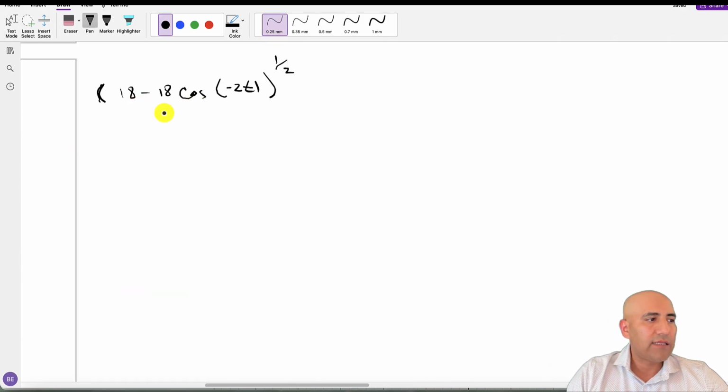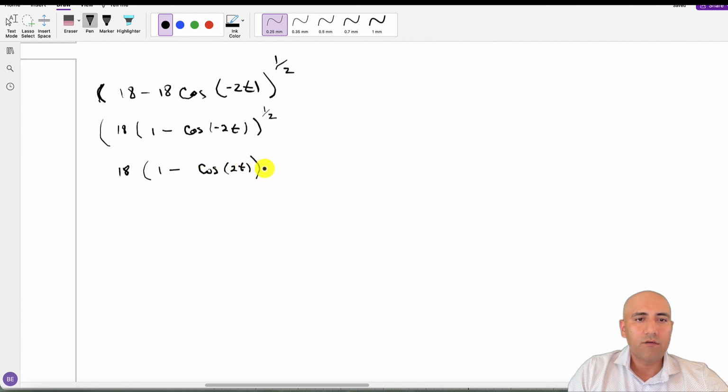So I can factor out the 18s. So I get 18 times 1 minus cosine of minus 2t, and the whole thing is being raised to the power of 1/2. It's still inside the root. Now if you recall, the cosine function is even. So plugging in a negative 2t is the same thing as evaluating it at positive 2t. So we can just rewrite this as 18 times 1 minus cosine of positive 2t, raised to the power of 1/2, the whole thing including the 18.